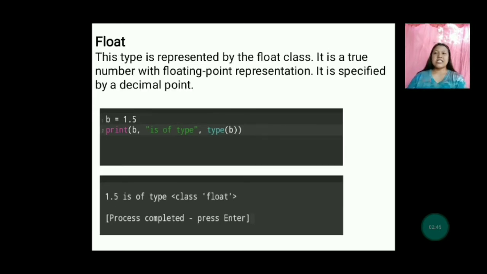Float. This type is represented by the float class. It is a real number with floating point representation. It is specified by a decimal point. For example, b equals 1.5. Print b is of type b. The result is 1.5.